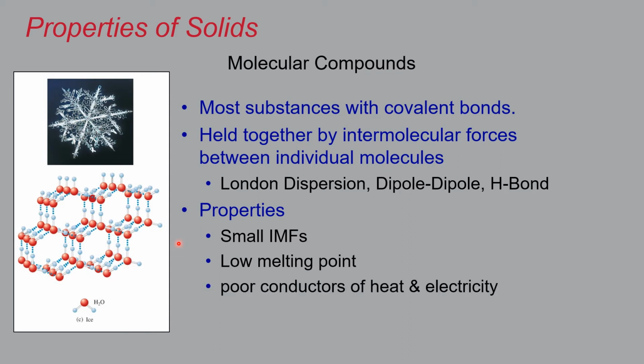And because you don't have mobile charge carriers, since most of these are neutral compounds or covalent compounds, they aren't made of ions. So there are really no charged particles to move around anywhere. So these are generally not good conductors of heat and electricity. And that's pretty much it for the molecular type compounds.